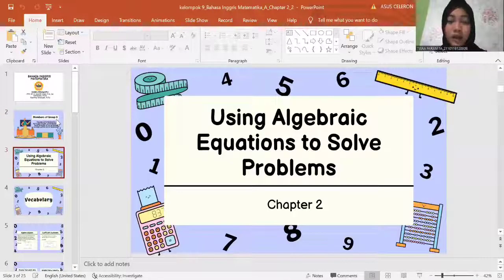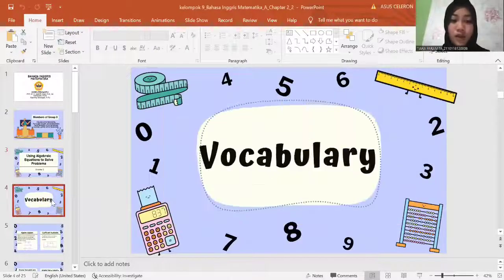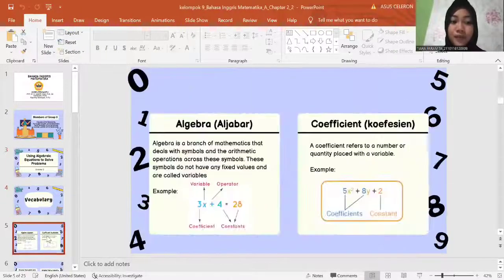Here, I will explain about 3 points. The name is using algebraic equation to solve problems in chapter 2. Okay, let's go straight to the first discussion. The first discussion is vocabulary.